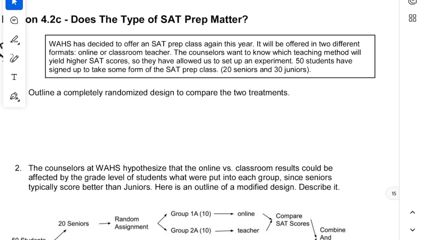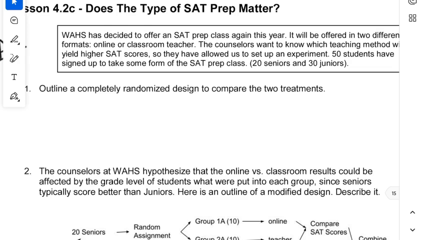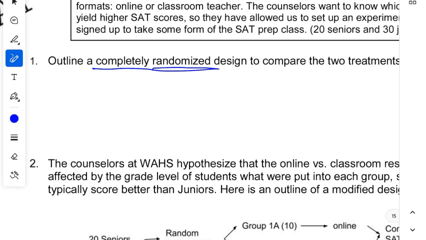an experiment. 50 students have signed up to take some form of the SAT prep. So we have 20 seniors and 30 juniors. Outline a completely randomized design to compare the 2 treatments. Okay, so completely randomized, you have to start out with your sample set. So we have 50 students.